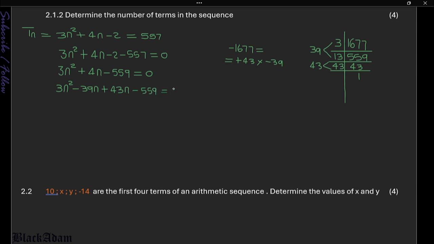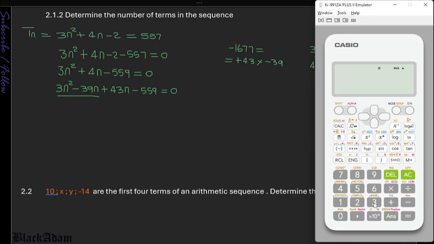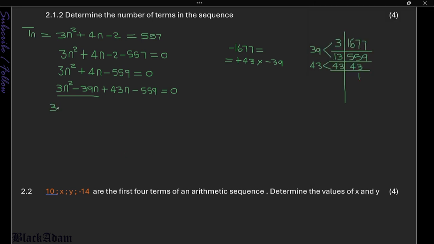If you switch it up the wrong way, then just know which one is going to work together. So 3n squared minus 39n, we factor that: 3 and 39 divided by 3 is 13, so it's going to be 3n into n minus 13.